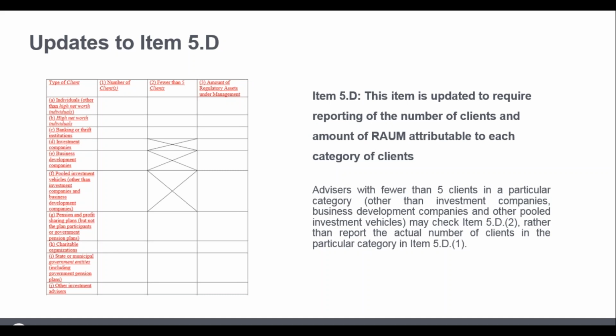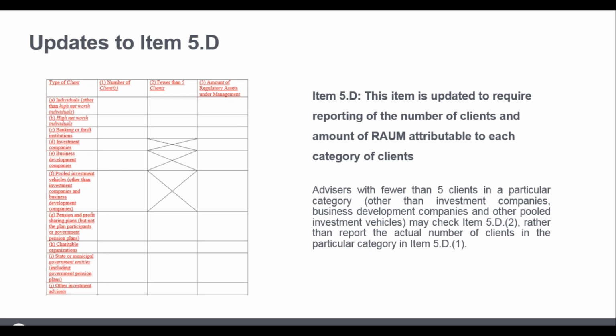Item 5D has been updated, and it's important to keep in mind here that in this item 5D, you're going to be looking at your full client base and not just your separately managed accounts. Previously, when reporting in this section, you were reporting client categories within ranges. You're now going to be asked to report the number of clients within those categories and the RAUM attributable to each category. To the extent that you have fewer than 5 clients in one of these categories, you can check item 5D2 to indicate that rather than reporting the actual number of clients.